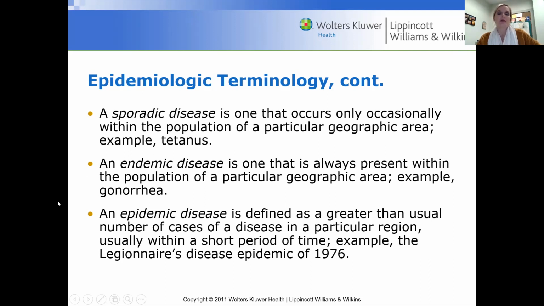Whereas if that were to grow, and we're seeing a whole lot more cases than we normally do of, let's say, gonorrhea, then this becomes an epidemic. An epidemic is defined as a greater than usual number of cases of a disease in a particular region within a very short period of time. So they use the Legionnaire's epidemic of 1976.